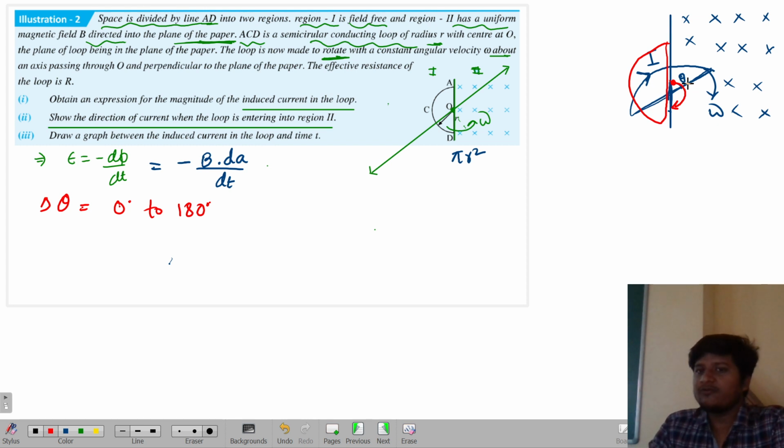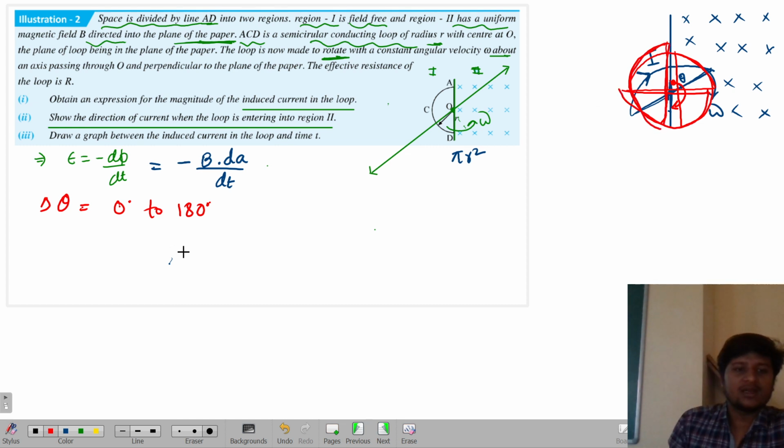So when the particular flux starts to decrease, try to understand that. See, when theta is 90 degrees, what will happen? This loop will become like this. When theta is 180, this loop will become like this, right or not? When theta is 270, the loop will become like this. When theta is 360, the loop will come outside.